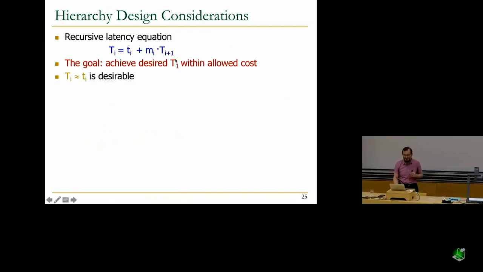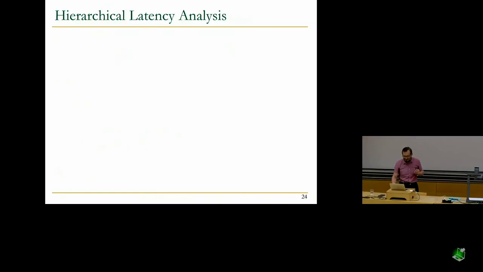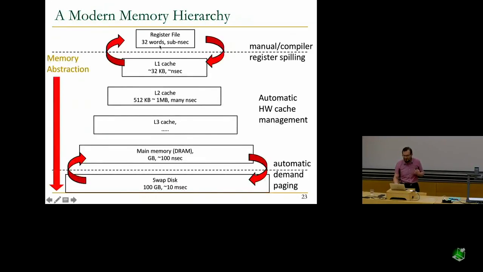So our goal is to achieve desired T1, level 1 cache hit rate. So let me go back over here. This is T1, how long you perceive it takes to access this level. And you have a small t1 over here, and then you have a miss rate over here. The perceived access latency over here is the sum of small t1 plus the miss rate here times the large T2 that you have over here. That's the idea. So that's why it's hierarchical.